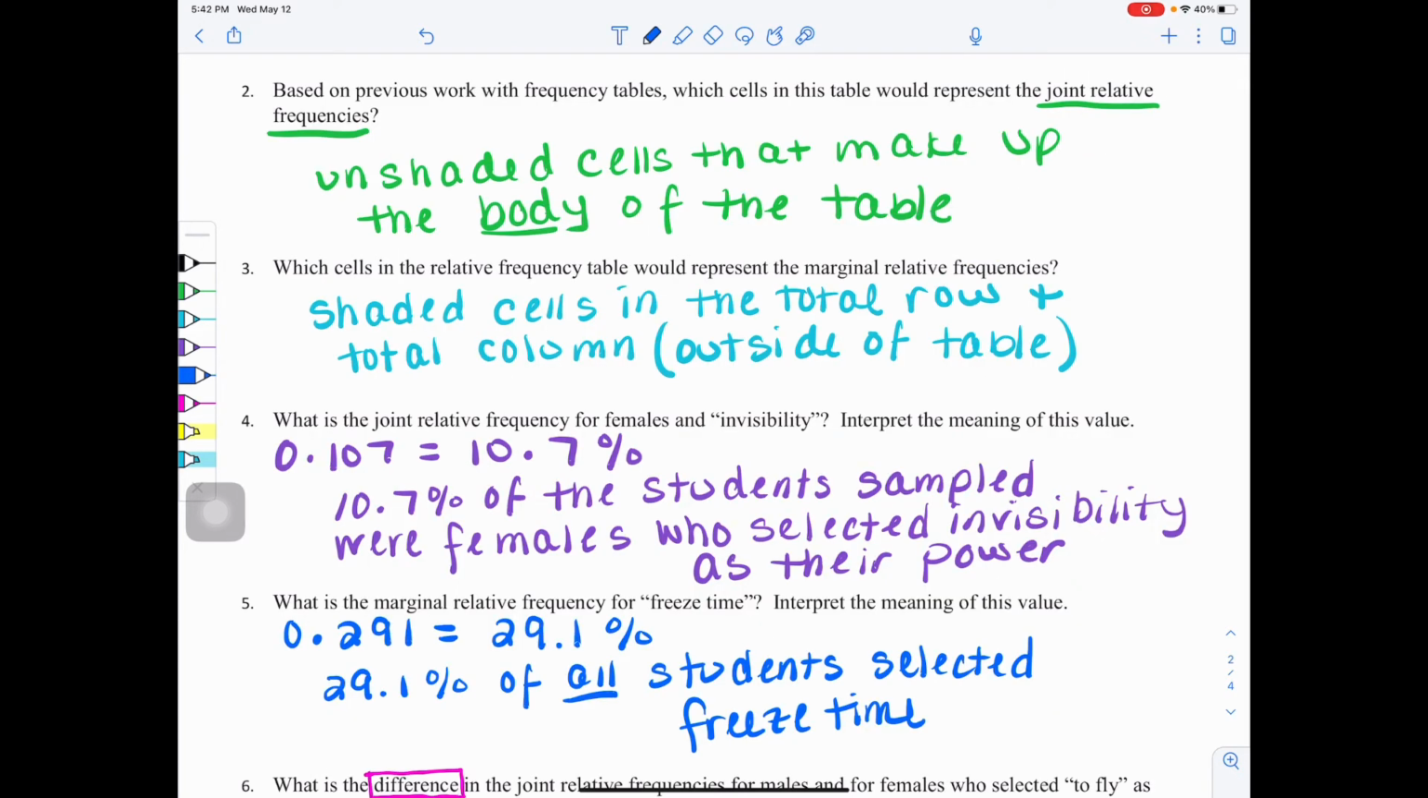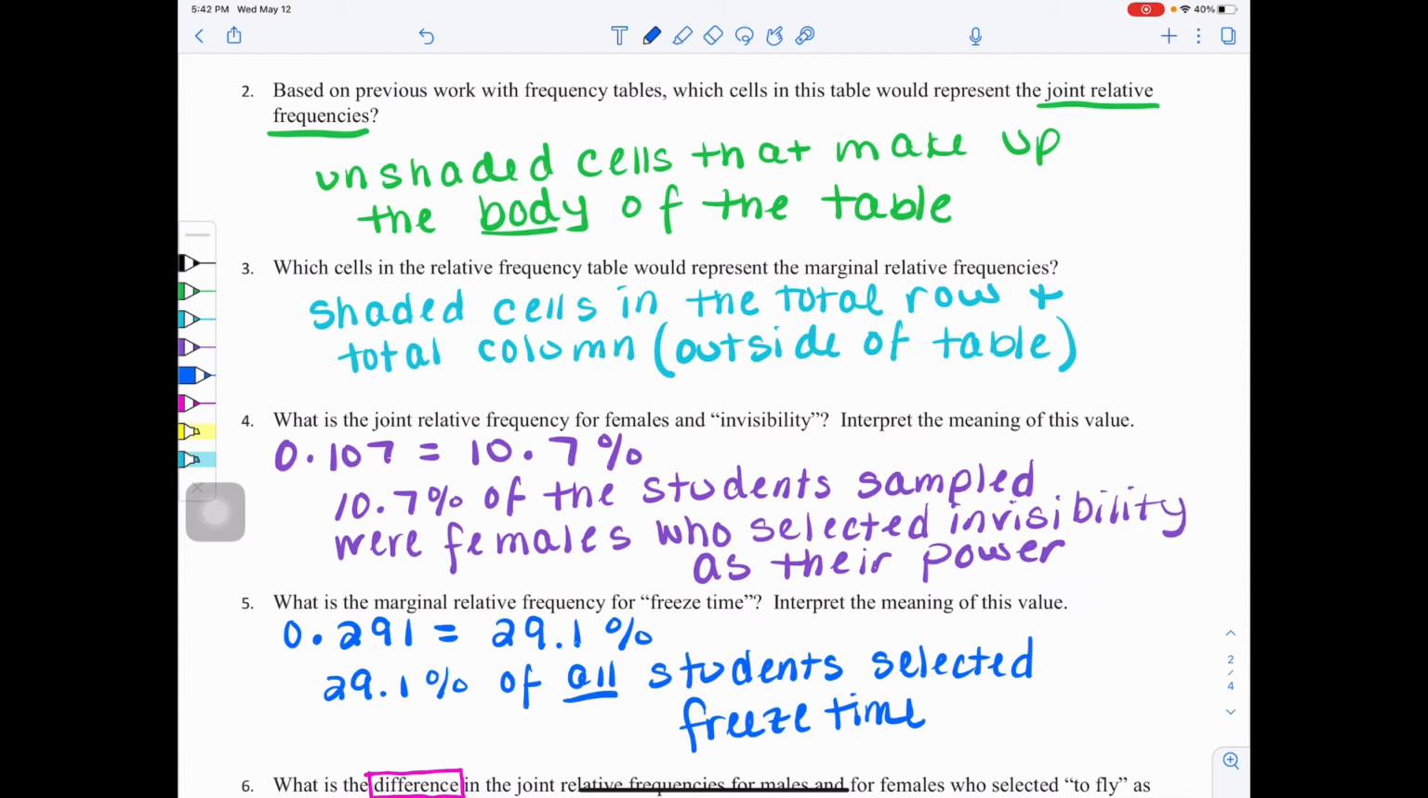So looking at questions 2 through 10, 2 says, based on previous work with frequency tables, which cells in this table would represent the joint relative frequencies? You should have referred back to the previous lesson for your definitions. These are the unshaded cells that make up the body of the table, so that kind of middle section.